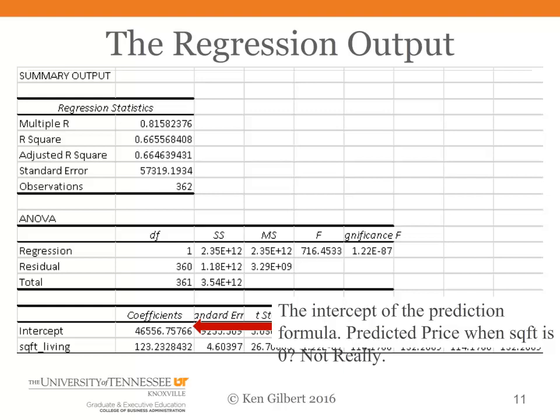So it's always safer to assume that your model is only good for the range of the input variables that you had in your data set. And so if your smallest house was 1,000 square feet, then you would not want to use the model for any houses that were smaller than that, or, for example, an empty lot.